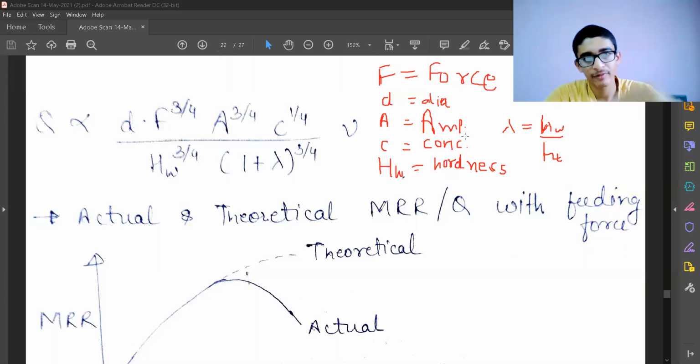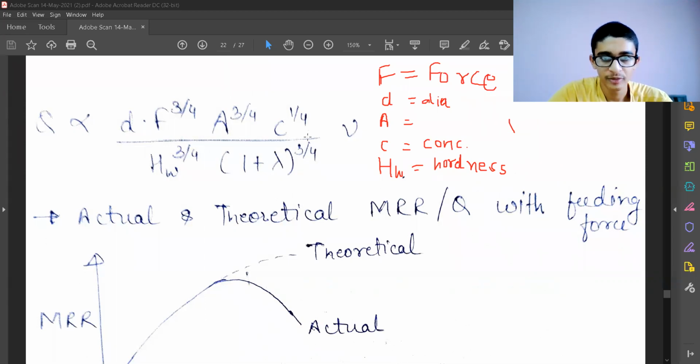A was the amplitude of vibrations. C was the concentration of the abrasive jet slurry. HW was the hardness of my workpiece. Lambda was some kind of ratio of the indentation depth made on the tool and the workpiece. And mu was the frequency of that tool vibration. So those are the different factors on which my machining will depend. So let me just remove this and go on with the discussion.